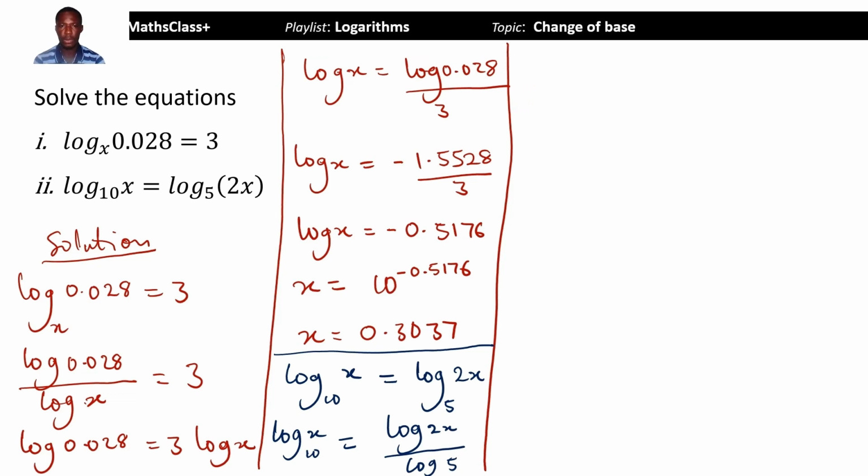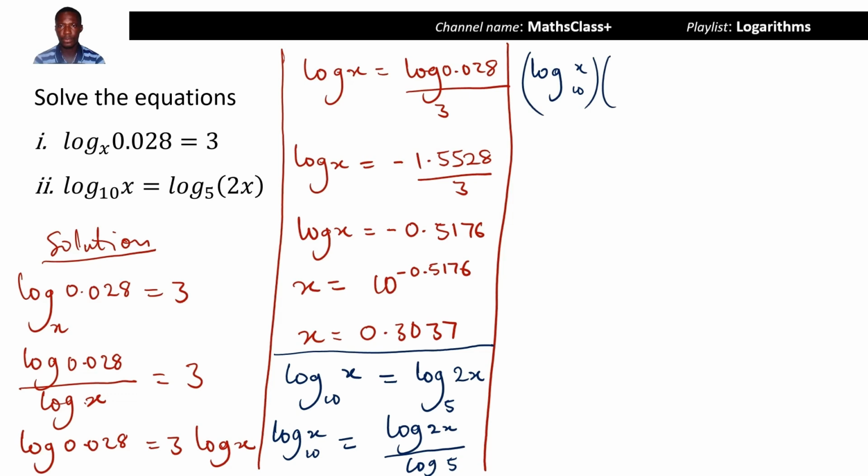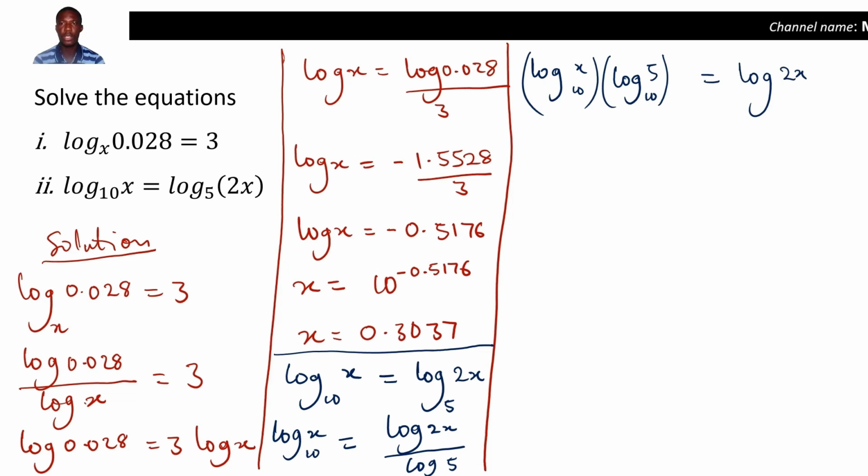Okay, so I'll continue. I'll clear the fraction here. So I'll have log x base 10 multiplying log 5 also base 10. This is equal to log 2x also in base 10.